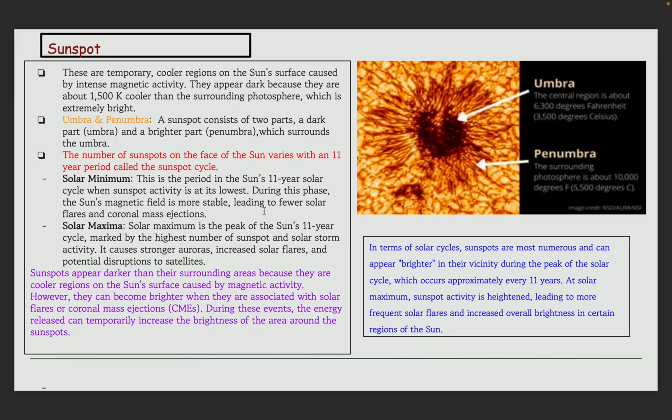Sunspots appear darker than the surrounding area because they are the cooler regions of the sun's surface. Sometimes sunspots become brighter and they emit some of the mass of the sun. That phenomenon is known as the coronal mass ejection, and during that kind of event, the energy released can temporarily increase the brightness of the sunspot area, including the umbra and penumbra.